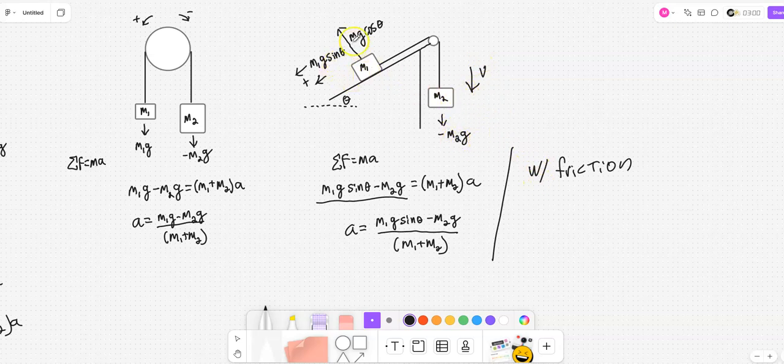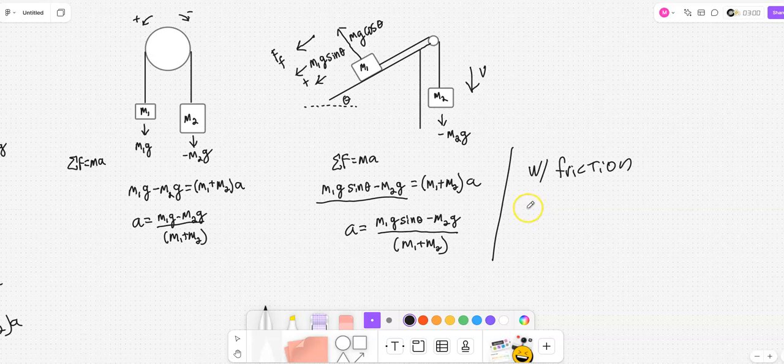If that is the case, then the force of friction would be going this direction. If the mass of one was great enough to make the object slide down the incline, then friction would be going the other direction. You would have to assign your positive and negative values appropriately, but we're going to assume that it's mass 2 pulling mass 1 up the incline, and so let's bring in friction.